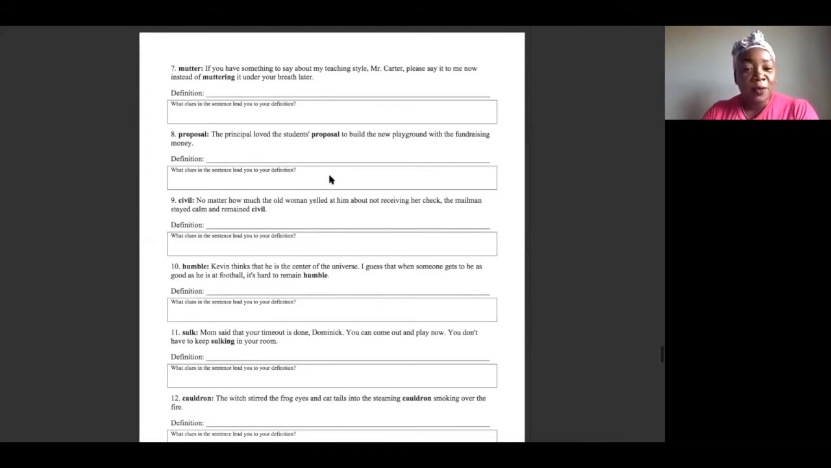The word is proposal. The principal loved the students' proposal to build the new playground with the fundraising money. All right, what are the clues for proposal? All right, fundraising, very good. Building a new playground, very good. Love. Okay, good. So what does the word proposal mean?